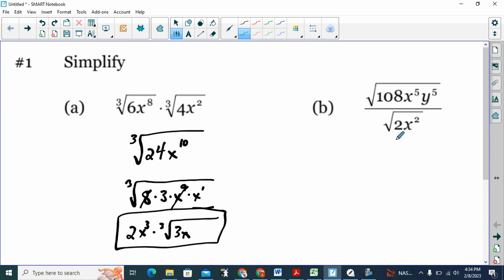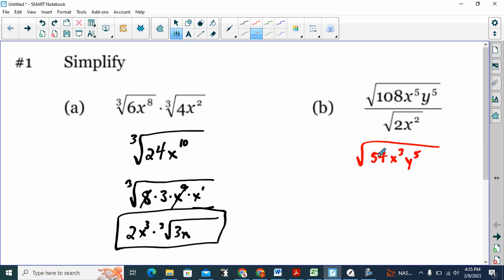Part B, we could rationalize. I would suggest trying to divide first. If you can divide and then simplify, it's going to be easier than rationalizing. So on this one, 108 divided by 2 is 54. X to the 5th divided by x to the 2nd is x to the 3rd. Y to the 5th just stays as is. And now we can simplify.